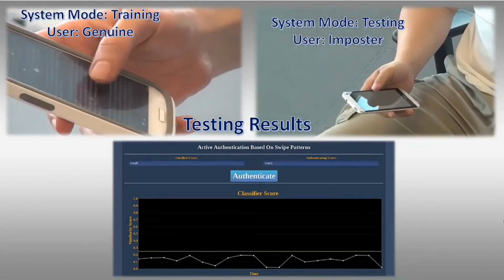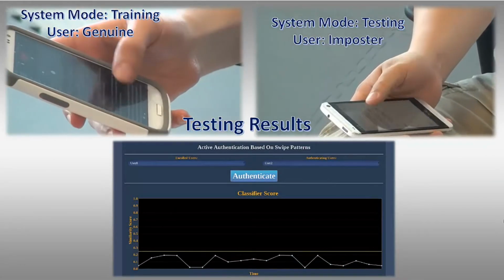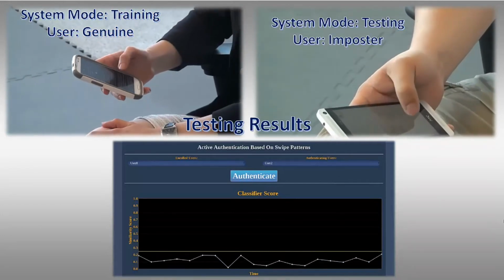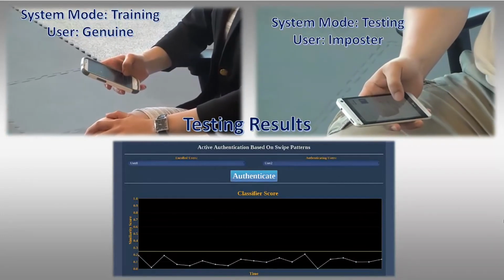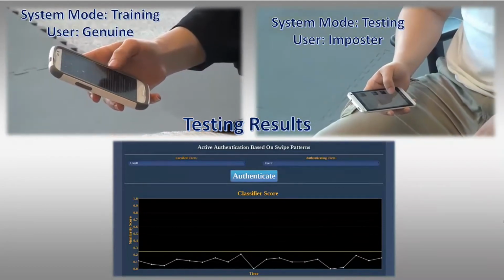Another user in the top right screen is masquerading as the user in the top left screen whose template was stored earlier. The match score below the yellow line implies that the authentication system rejects the masquerading user.